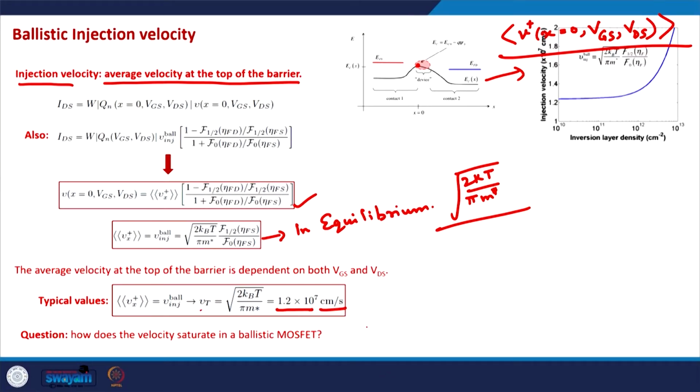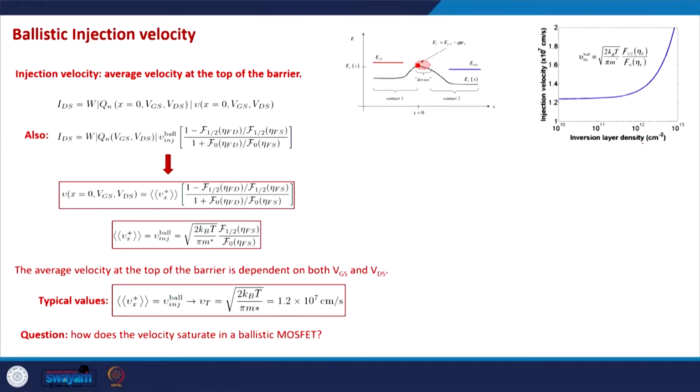Okay. And in the ballistic MOSFET there is no collision in the channel. So, that is the central topic of today's discussion: how does the velocity saturate in a ballistic MOSFET, and what is the underlying physical principle of that.